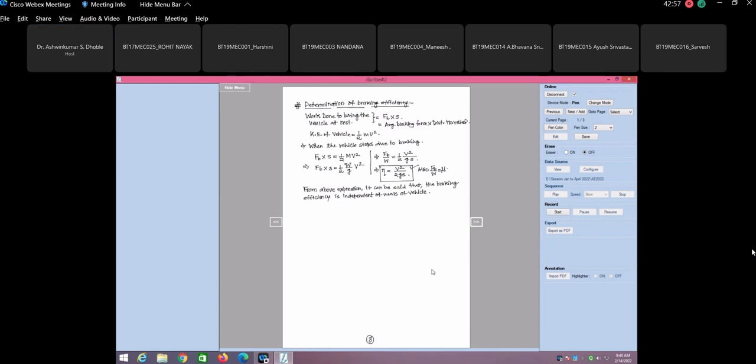Okay, now one more thing: eta B is directly proportional to V square and eta B is inversely proportional to stopping distance. So this is the thing which we conclude from this particular expression.